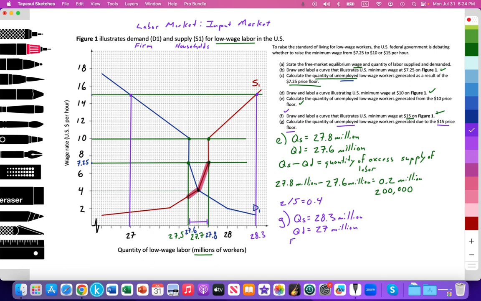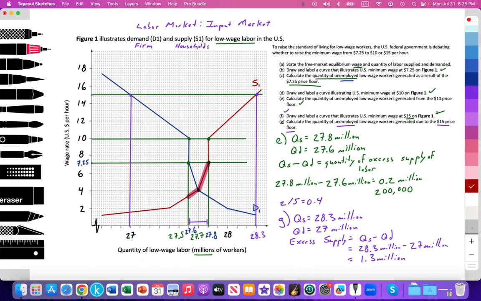So the excess supply of labor will be equal to the quantity of supply minus the quantity of demand, which is equal to 28.3 million minus 27 million. And that is 1.3. 1.3 million workers that are willing to work but unable to find a job. And that is our final answer.